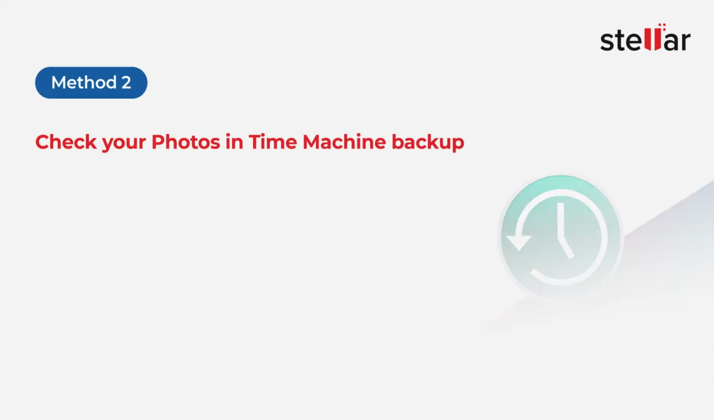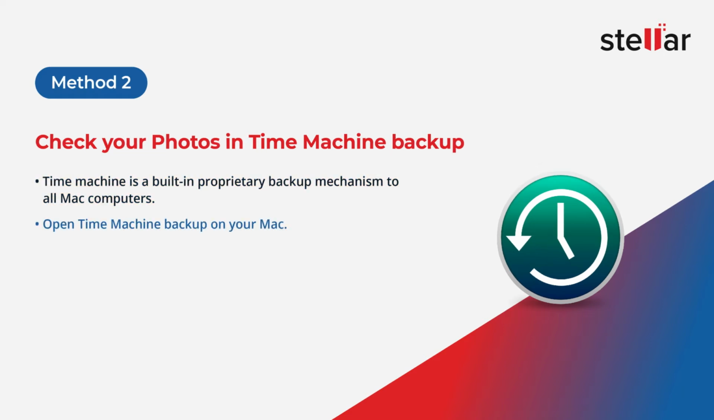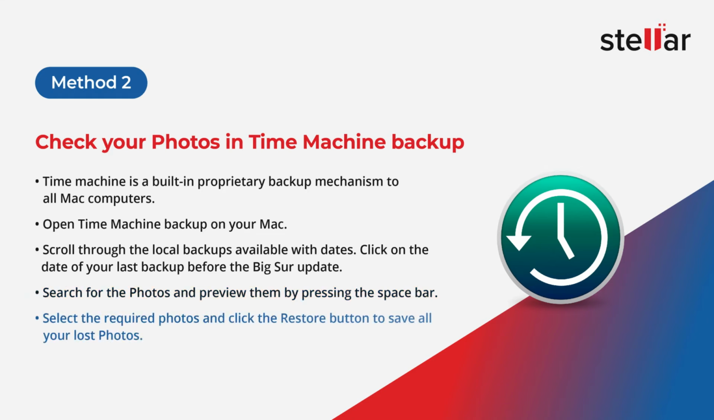Method 2. Check your photos in the Time Machine backup. Time Machine is a built-in proprietary backup mechanism for all Mac computers. Open Time Machine Backup on your Mac, and scroll through the local backups available with dates. Click on the date of your last backup before the Big Sur update. Then, search for the photos and preview them by pressing the spacebar. Select the required photos and click the Restore button to save all your lost photos.